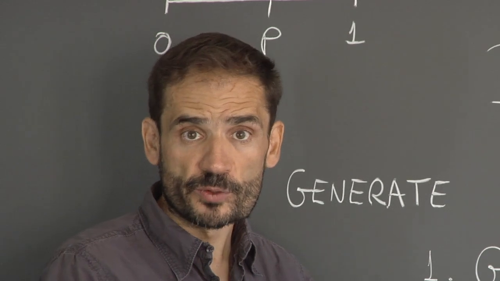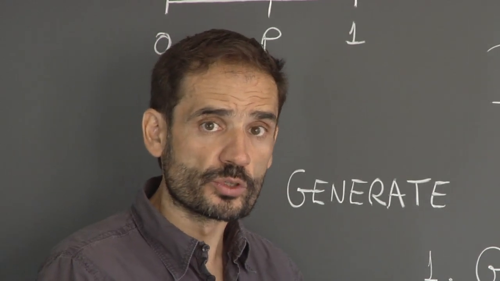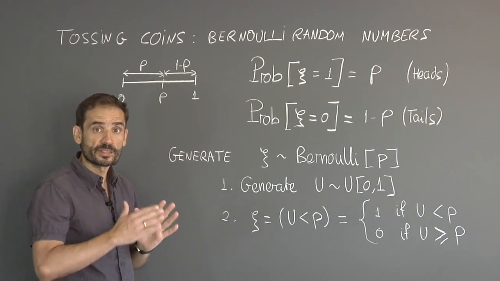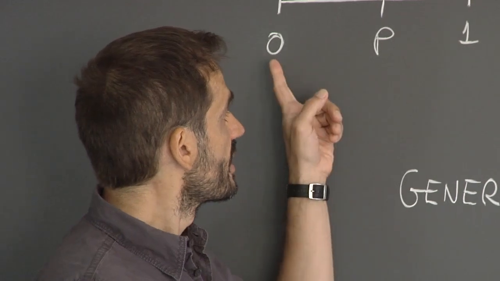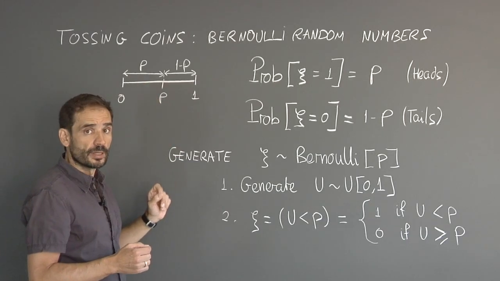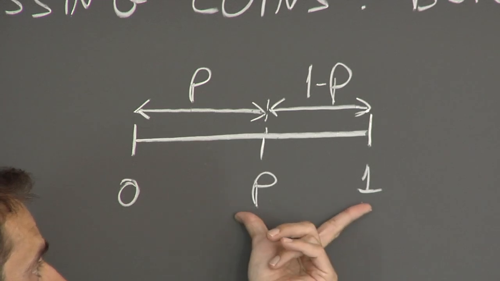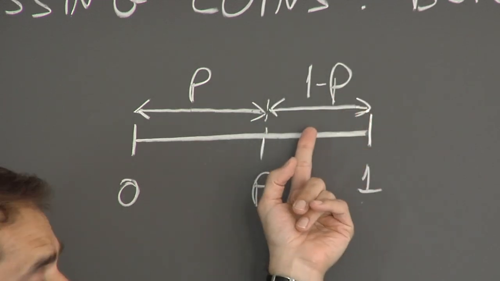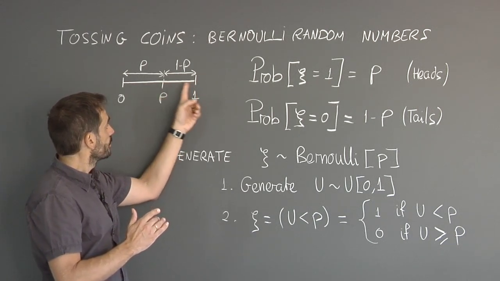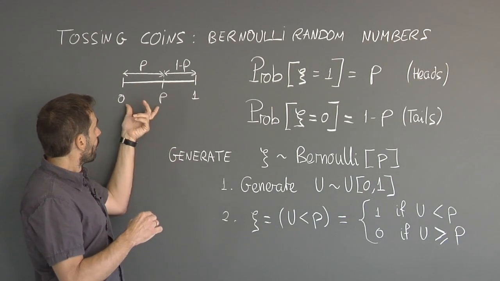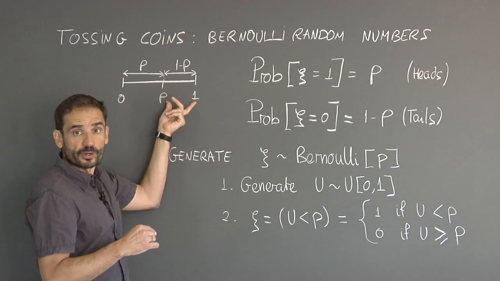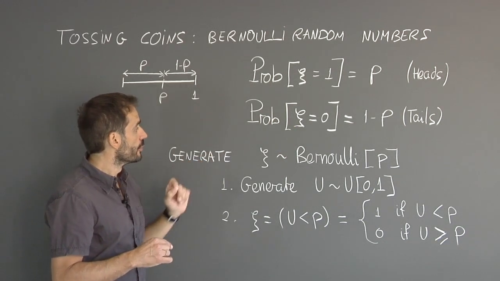To generate random numbers from the Bernoulli distribution, we're going to use the following construction. Take the 0-1 interval and divide it into two subintervals. The first subinterval is between 0 and p, and it has length p. The second subinterval goes from p to 1, and it has length 1 minus p. We're now going to sample uniformly the 0-1 interval, and if the sample falls here, we're going to assign it the value 1, and if the sample falls here, we're going to assign it the value 0.